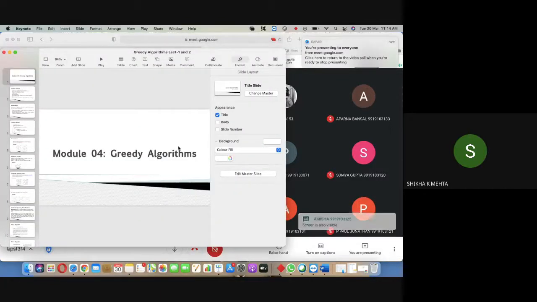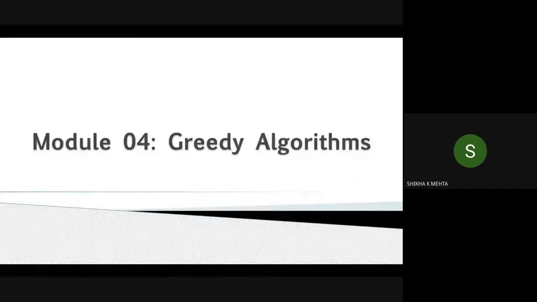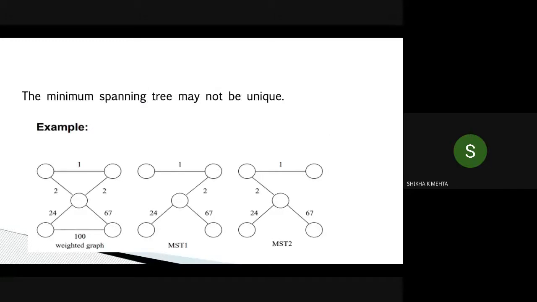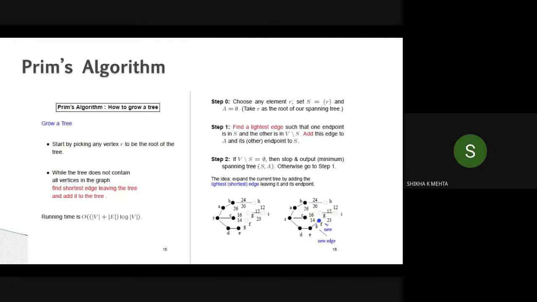Okay, let's start with the next topic in the greedy algorithms that we had started. In the last class we did the Prim's algorithm. We started with a minimum spanning tree, and in order to find the minimum spanning tree in the graph, we studied the Prim's algorithm.